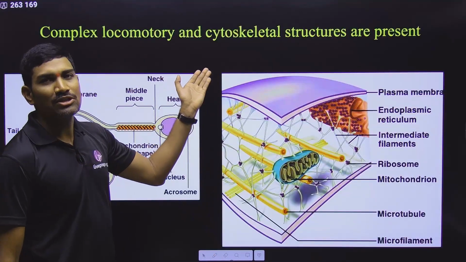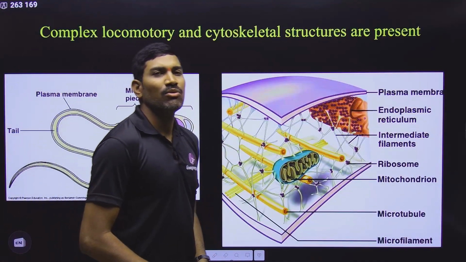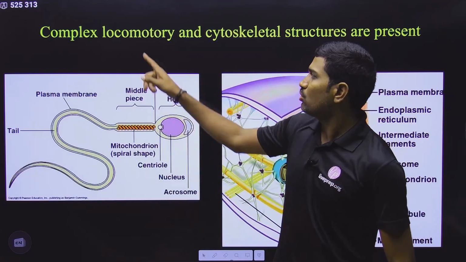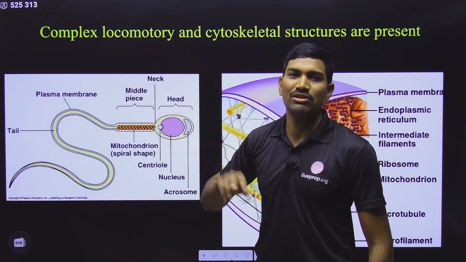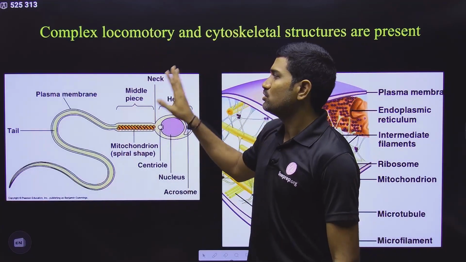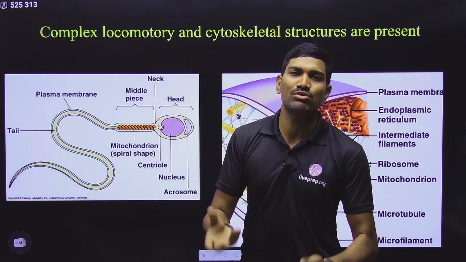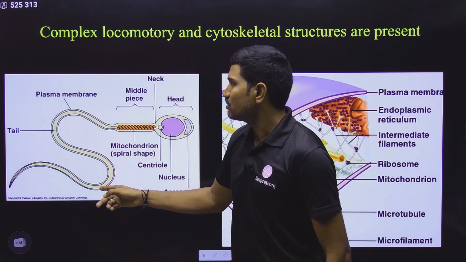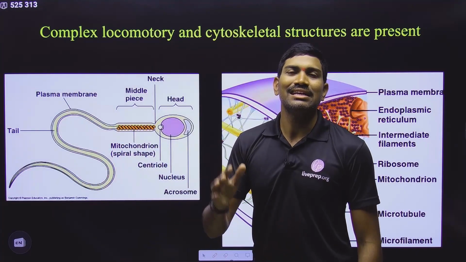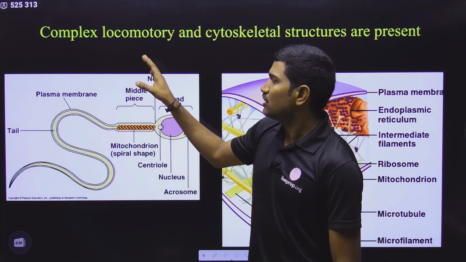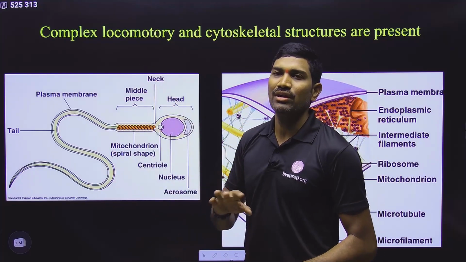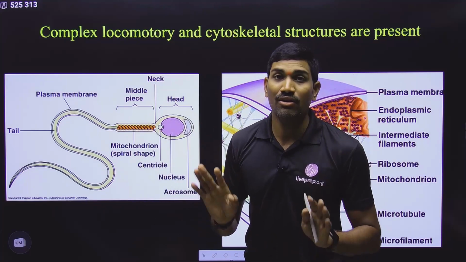Next one here, complex locomotory structures are present. What are these complex locomotory structures? So locomotory, for the locomotion, for the movement of these cells, it is useful. So what are the structures that are useful for movement of the cells? It is about the cilia and flagella. Cilia and flagella are the structures in the eukaryotic cells which are useful for locomotion of the cells, okay.